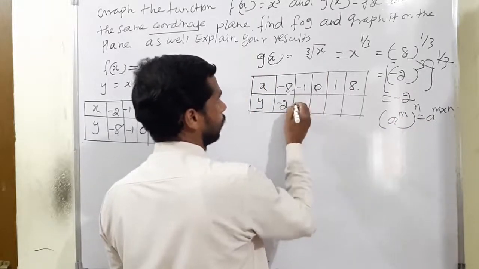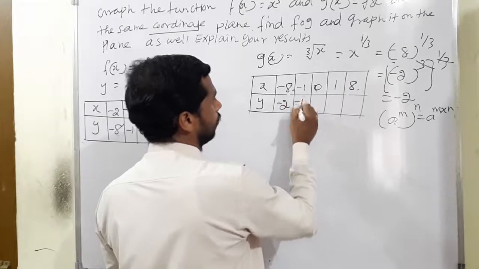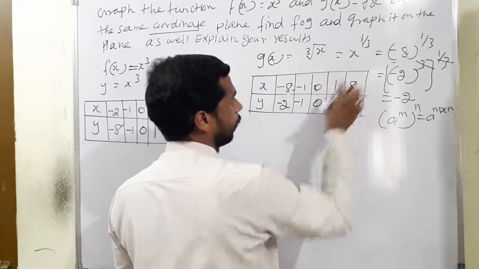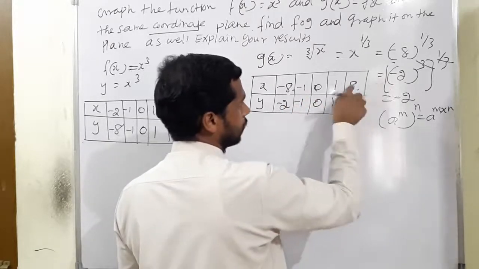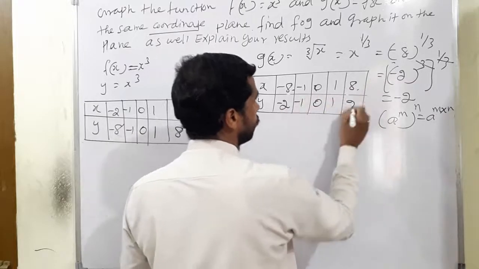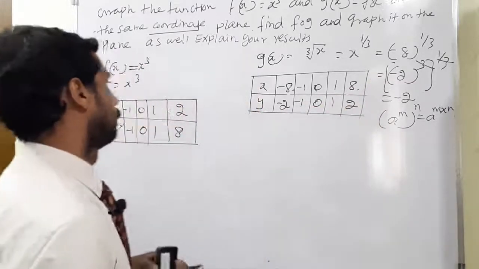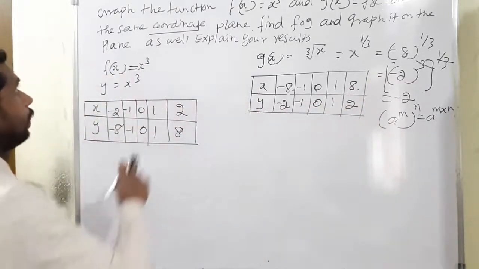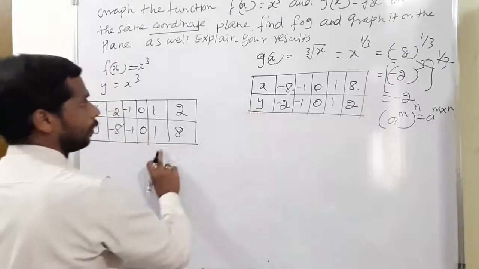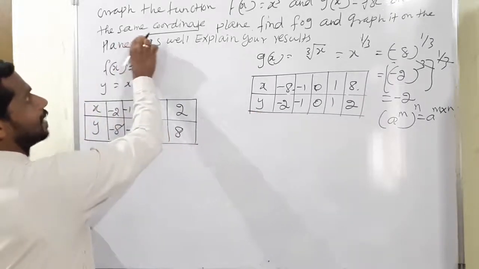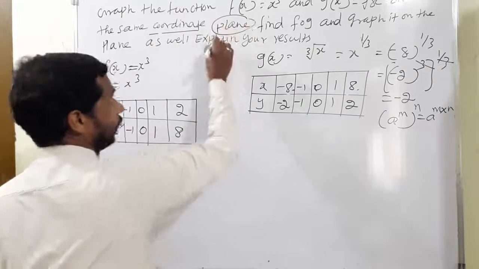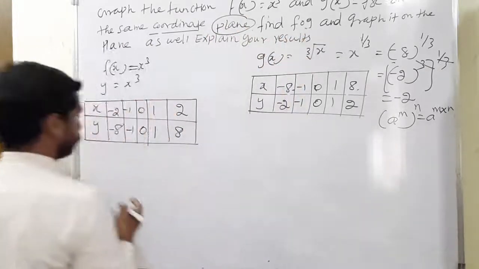So minus 1 means minus 1 only will come, isn't it? Then 0 means 0. 1 power 1 by 3 means 1. Again the same, 8 to the power 1 by 3 means positive 2 will come. Now one more term is there. These two coordinate sets we have to plot on the same coordinate plane. Then find f dot g.